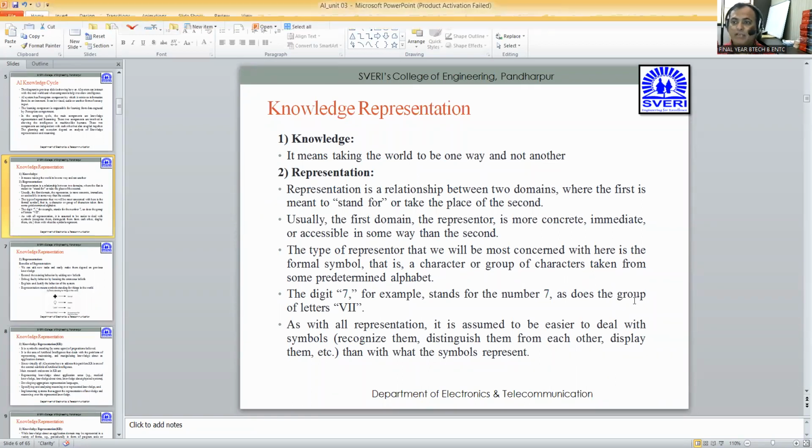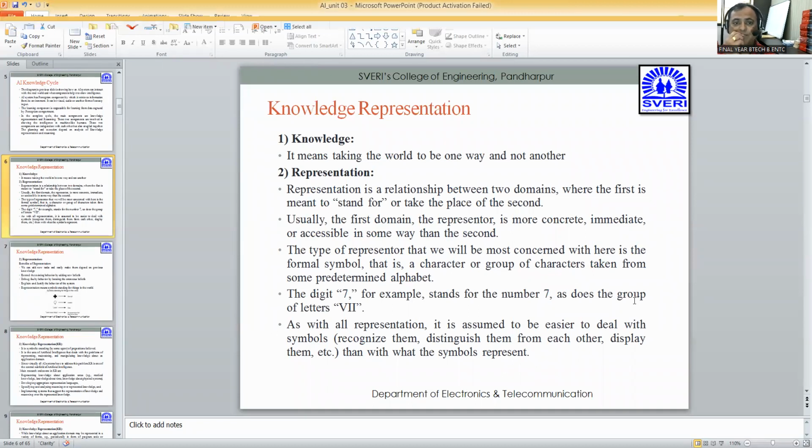One way, not the other. So the thing that already exists, you know it, and you are taking it by one way, that is not the another way. So you are not taking it from the other way because that part cannot exist. So what does this mean? It means that I'm going to take the world by one way, not the another way. So if you want to define knowledge, this is only one way you can define. It means taking the world in one way, not the other way.